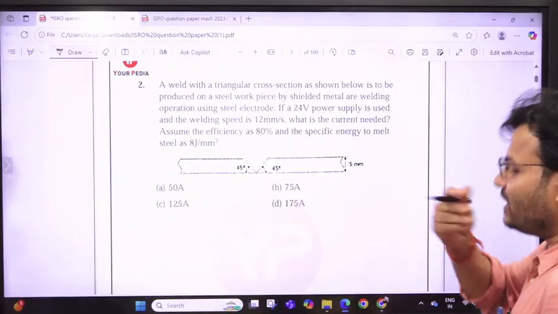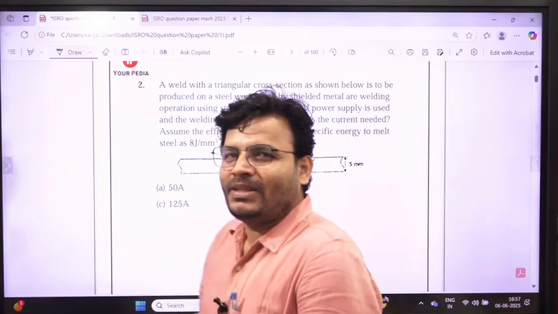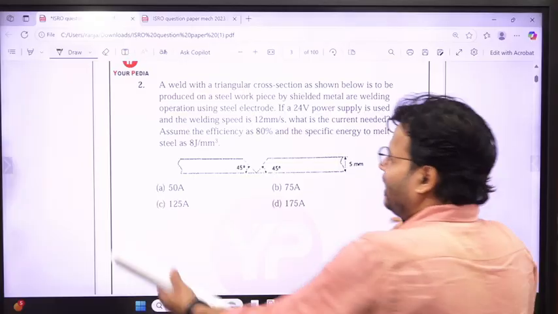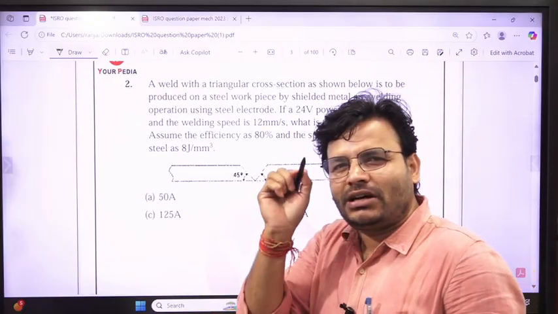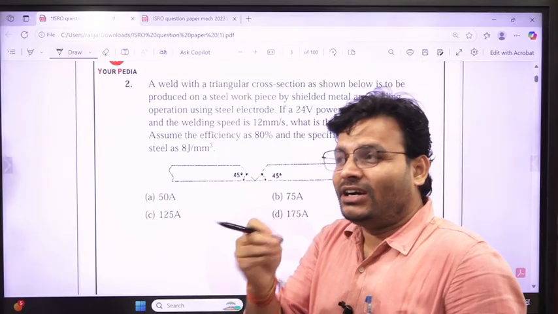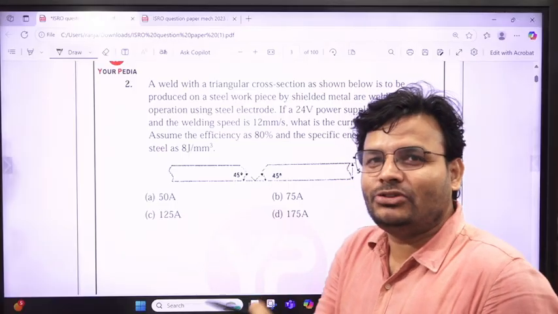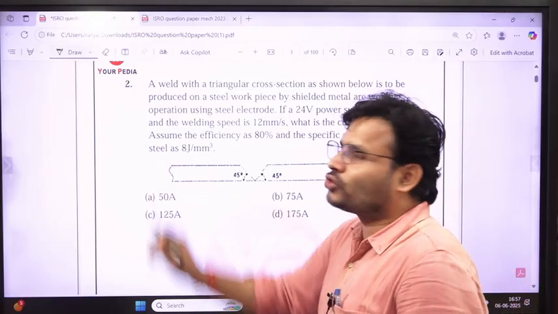So my dear friends, the next question has been taken from machine design. It is a little bit of a good question also. Just use the concept, and you can simply say you have to think like aptitude, and you will be able to solve that question very easily.